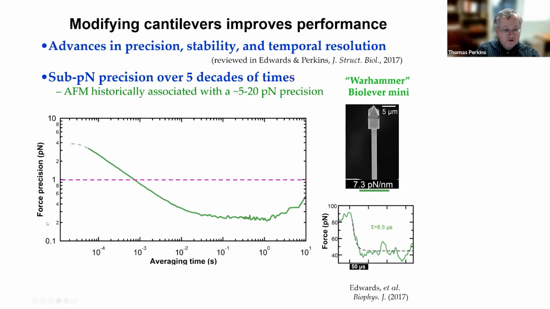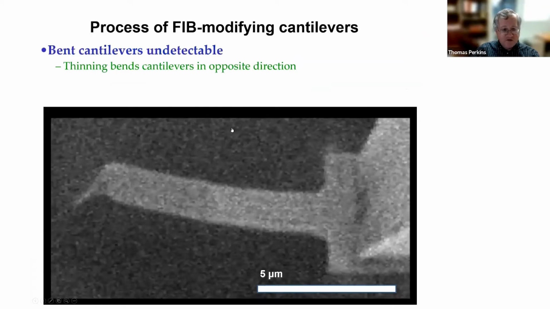Usually we look at the force precision as a function of averaging time, and this slope here is governed by Brownian motion. You get below a piconewton of force stability at about a millisecond, and that goes out to typically around 100 seconds. To compare that to traditional AFM reports of stability, it's usually about 5 to 20 piconewton of stability.